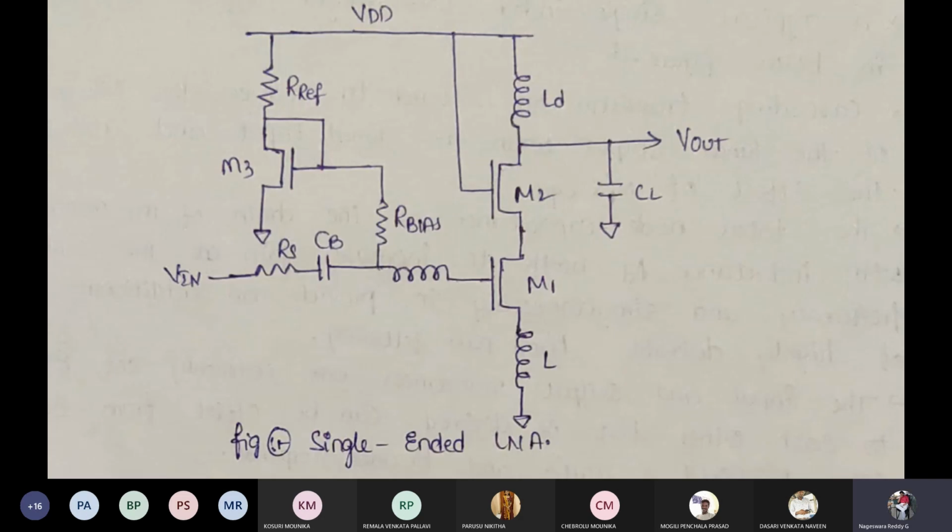So this is the figure of a single-ended low noise amplifier. You can observe the transistors M1, M2, and M3, LD and L, the bias resistor R bias, source resistance RS, reference resistance, CB, and at the output side CL capacitors, that is V out and V in. So these are the things in the single-ended low noise amplifier.